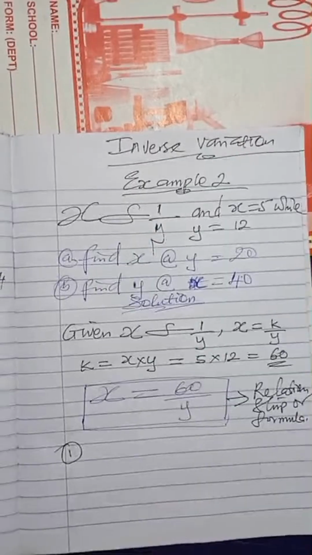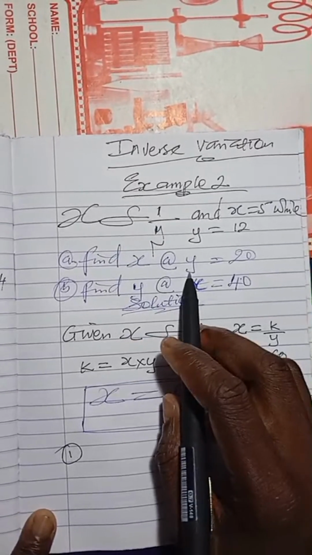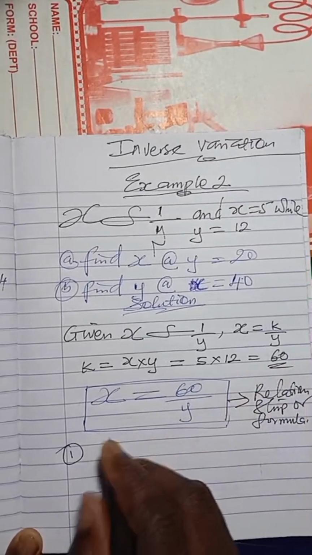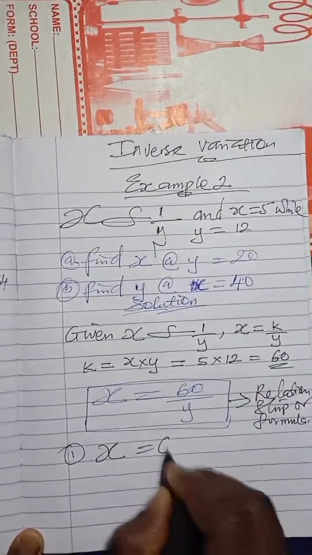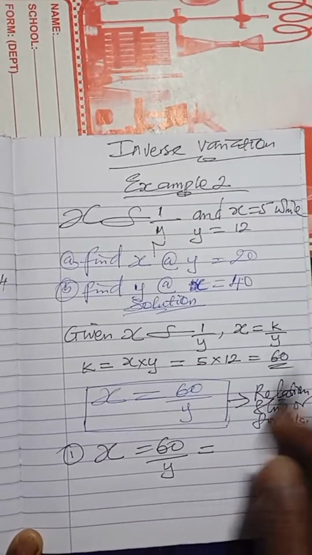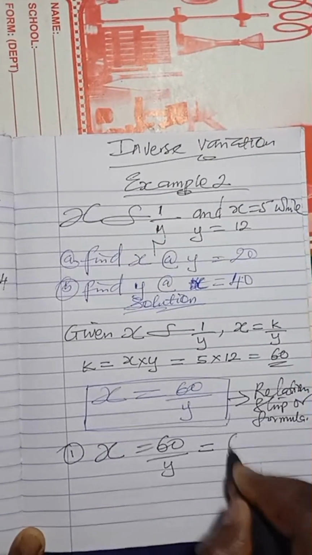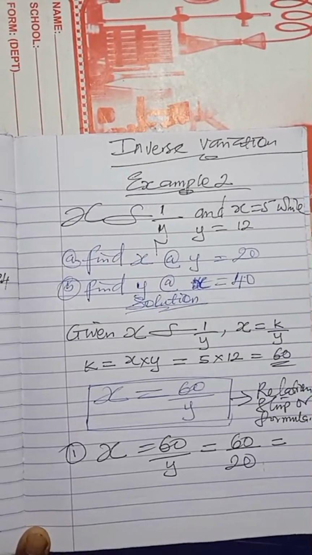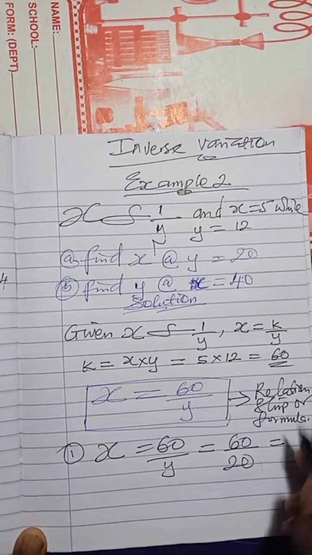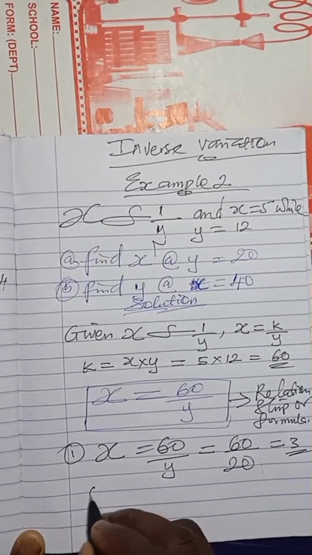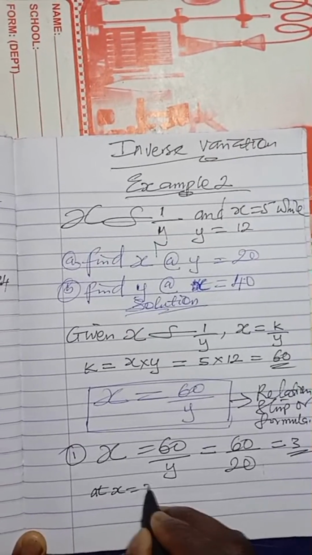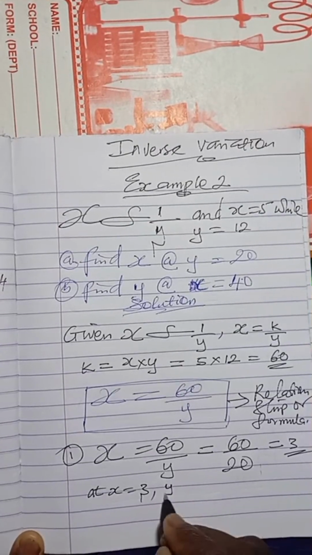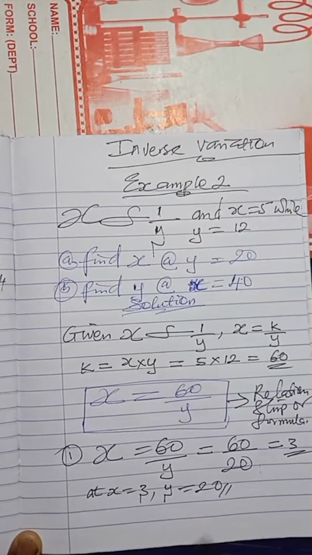Good. So the number one question here said find x when y equals 20. This is simple. So x is 60 over y, you substitute 60 over 20. So what is the answer? This is 3. So at x equals 3, y is 20.